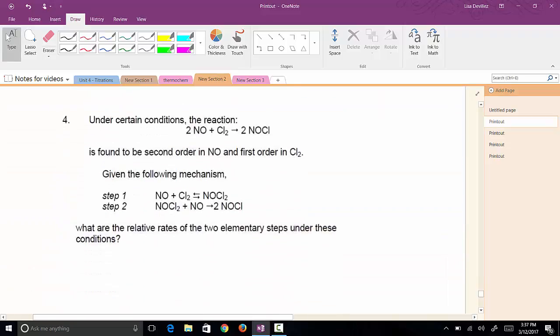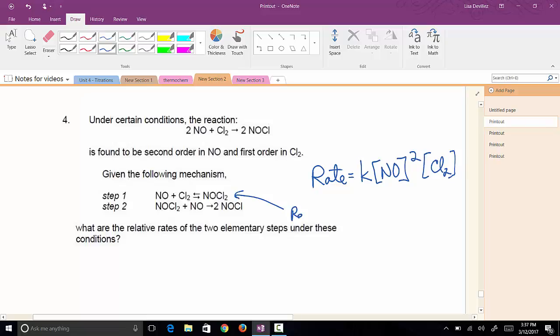All right, under certain conditions, the reaction is found to be second order in NO and first order in Cl2. So it's saying our experimental rate law is k[NO]2[Cl2] to the first order. What are the relative rates of the 2 elementary steps under these conditions? Well, okay, let's see. The slow step is the one that the rate law would match. So first off, we can see that rate equals k[NO][Cl2]. That would be the rate law for that elementary step. It does not match, so we know step 1 is not the slow step. So let's take a look at what we would get for step 2.